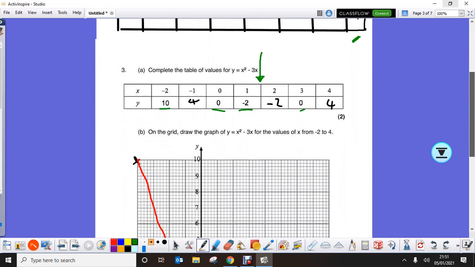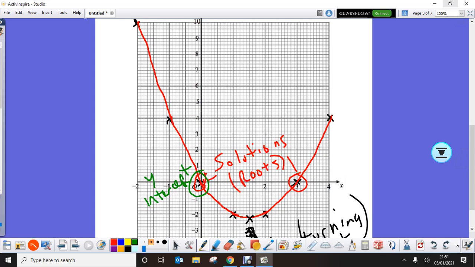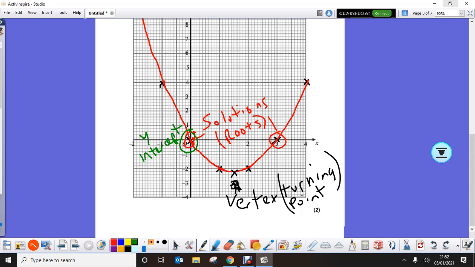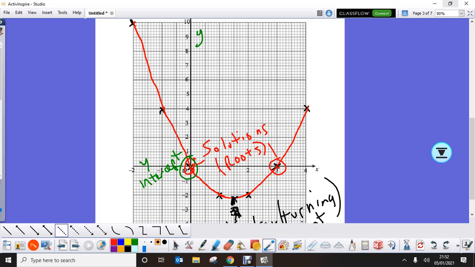Plotting the points, you would end up with a graph that looks like that. I'm just going to make this a little bit smaller. Looking at that graph there, we can see the two solutions are at these points here in red where it crosses the x-axis. We've got the y-intercept where it crosses the y-axis. Remember, this is my y-axis. And then I've got the vertex or the turning point, right at the bottom of the graph. If I want to show a line of symmetry, we could draw that line of symmetry exactly where the turning point is.